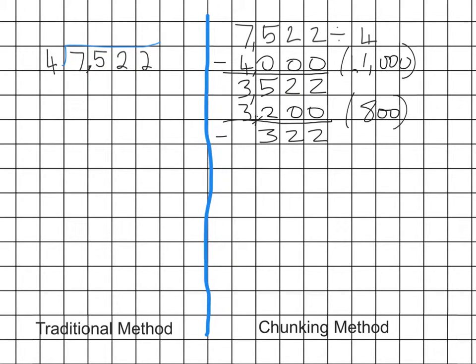I can use the same times table fact. I can use 8 times 4 to get rid of 320. And that leaves me with 2, which will be my remainder. 320 is 80 lots of 4. So I add together all of the numbers in the brackets, and that will give me an answer of 1,880 with a remainder of 2.